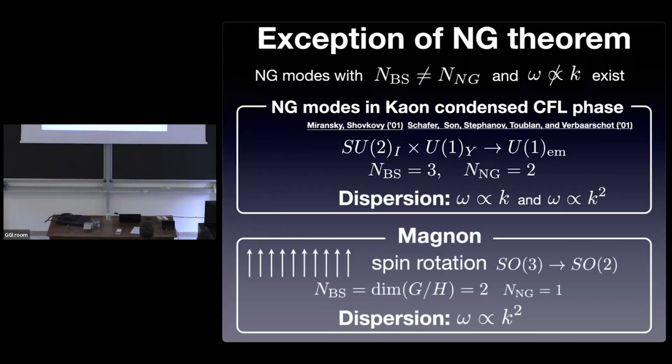Another famous example is a magnon. That is just a spin wave. That is a spontaneous breaking of the rotation symmetry like this. In this case, the number of broken generators is 2, but it is known that only one mode exists, whose dispersion is quadratic. So in nature, there are 2 types of Nambu-Goldstone modes. In the previous discussion, we just focused on the linear dispersion one. That becomes the diffusion mode. So now the question is what happens with this type of mode.